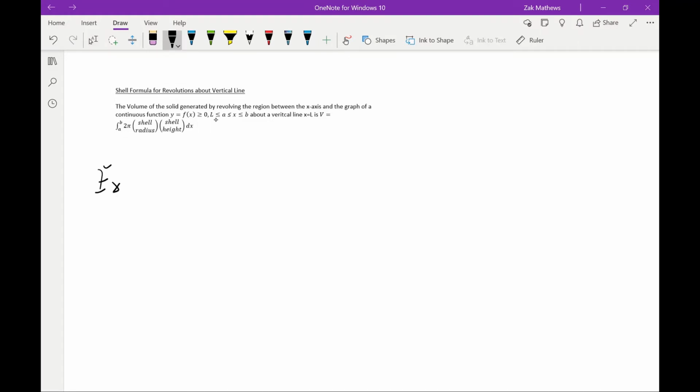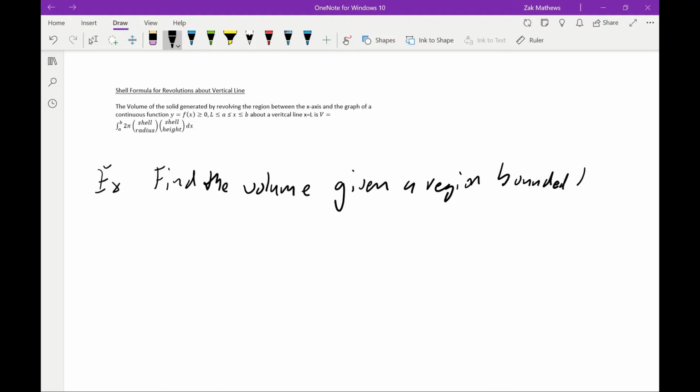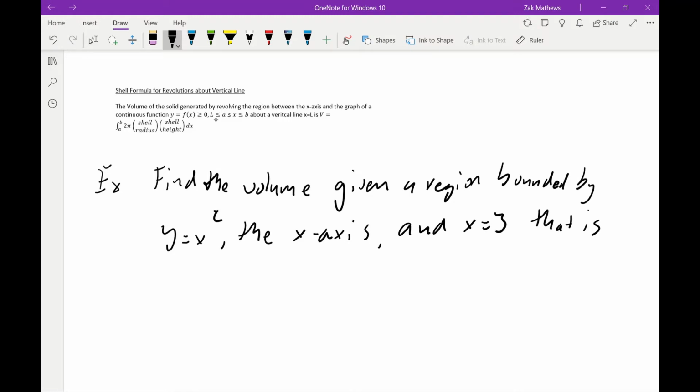We're going to start with a more simple one, and we'll build up to a more challenging problem. So let us find the volume given a region bounded by y equals x squared, the x-axis, and x is equal to 3, that is revolved around the y-axis.